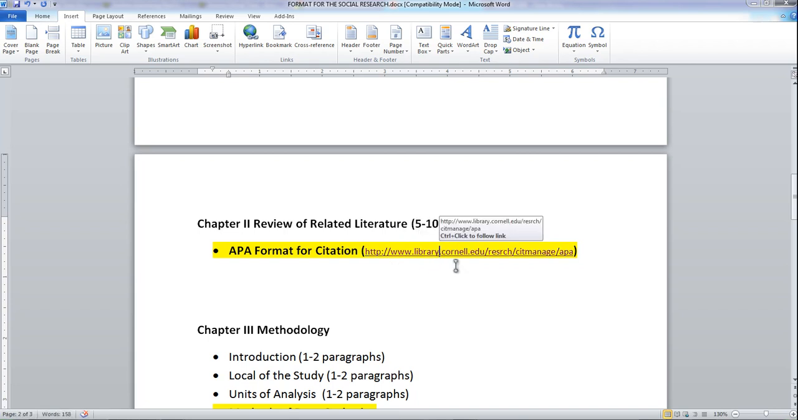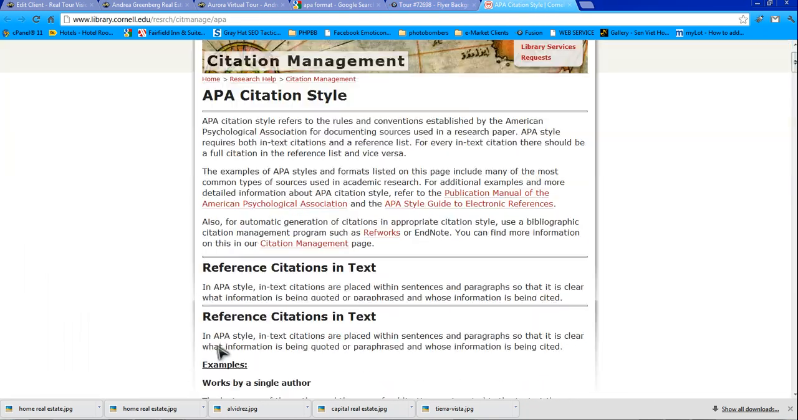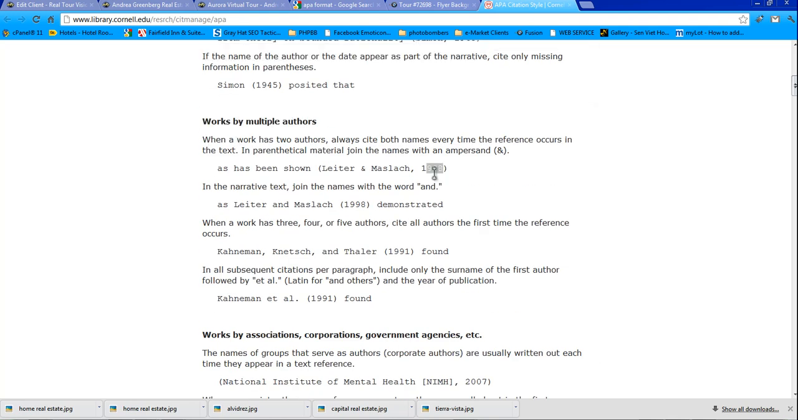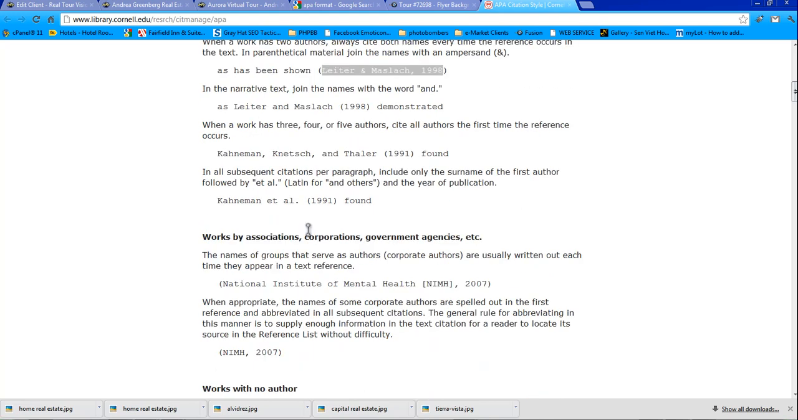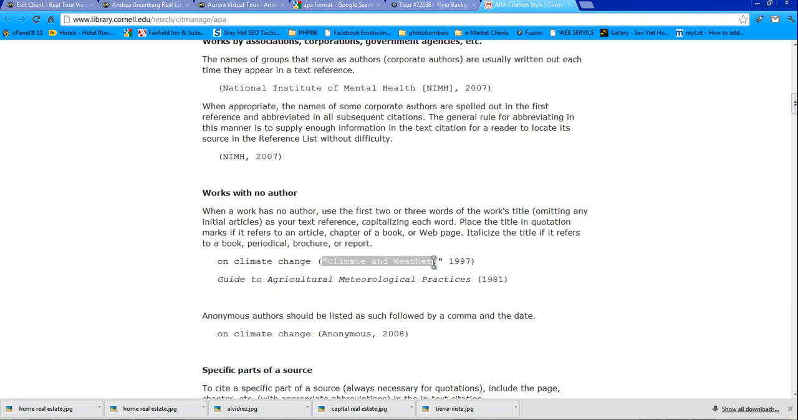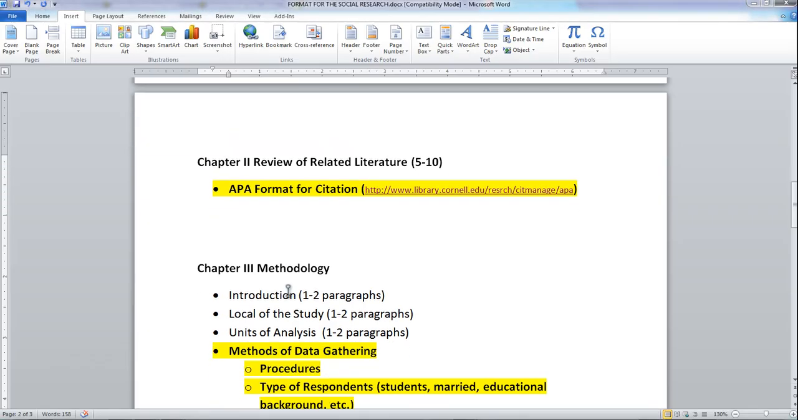Okay, I'll let you see one example. This is the format of having one work by a single author. You have the last name and the date of publication. Then works by multiple authors, the last names of the authors, and then works by associations, corporations, government agencies, etc. Works with no author. Class, I'm going to upload this file later for your reference. Just take note that you need to use APA format for citation. This means that if you're going to copy paste any piece of information online, or type any information coming from any book, you have not plagiarized it. APA format is a good way to cite where your sources are from.